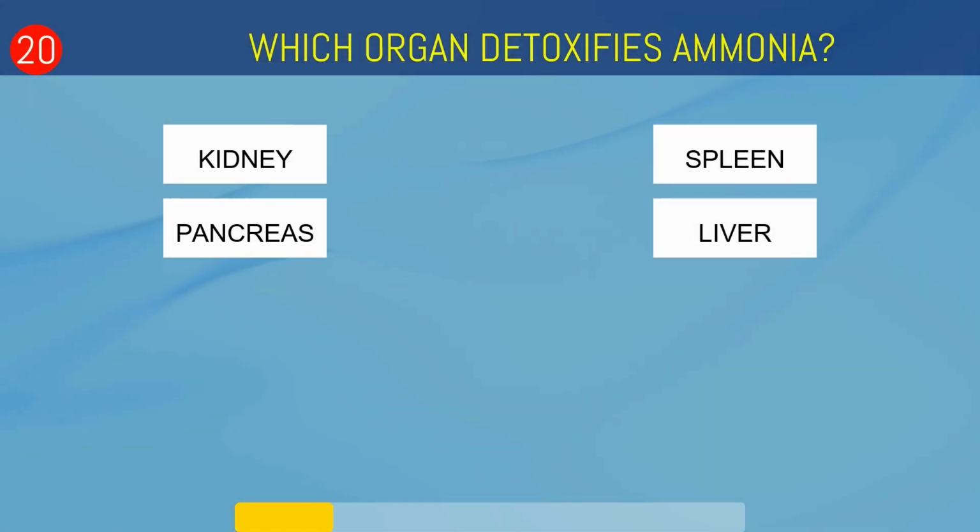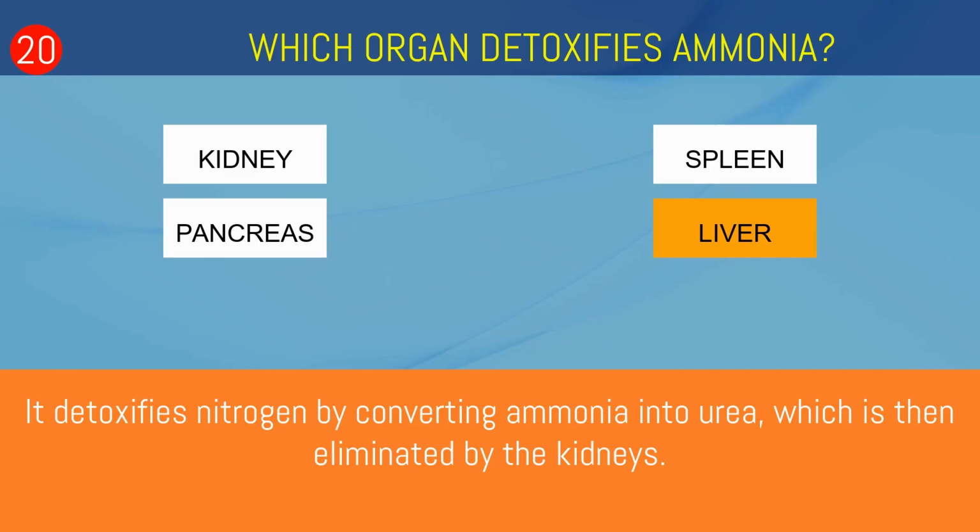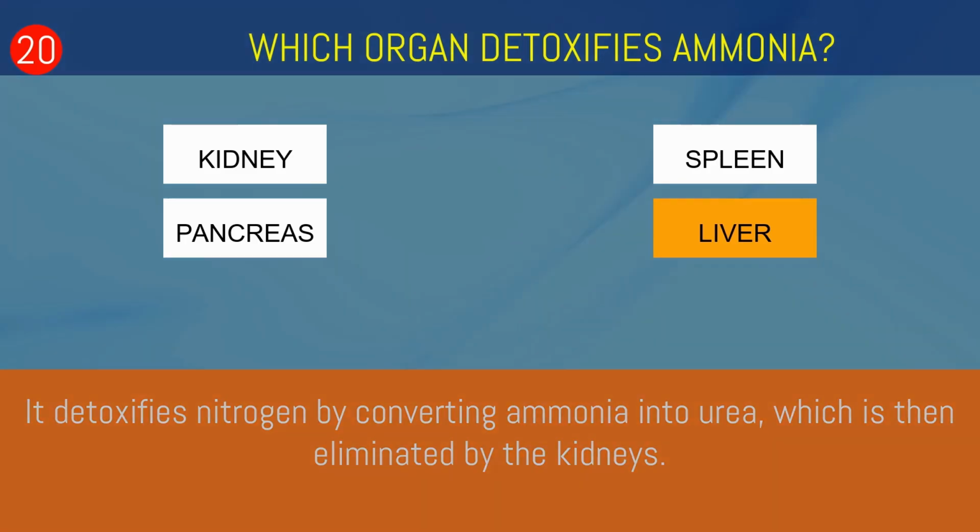Which organ detoxifies ammonia? Kidney, pancreas, spleen, or liver? Liver. It detoxifies nitrogen by converting ammonia into urea, which is then eliminated by the kidneys.